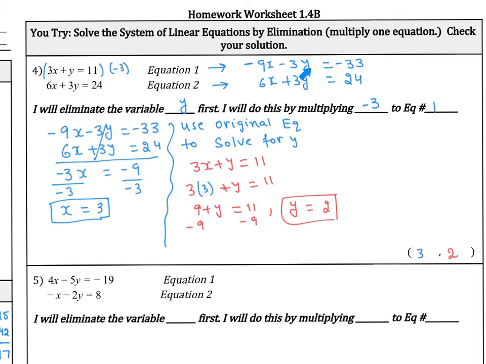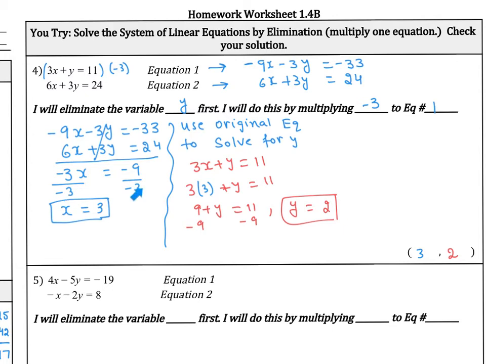Now I rewrite these equations here so that I have a space to write it out. So negative 9x minus 3y equals negative 33, and 6x plus 3y equals 24. Add these two equations and negative 3y and positive 3y cancel. Negative 3x equals negative 9.